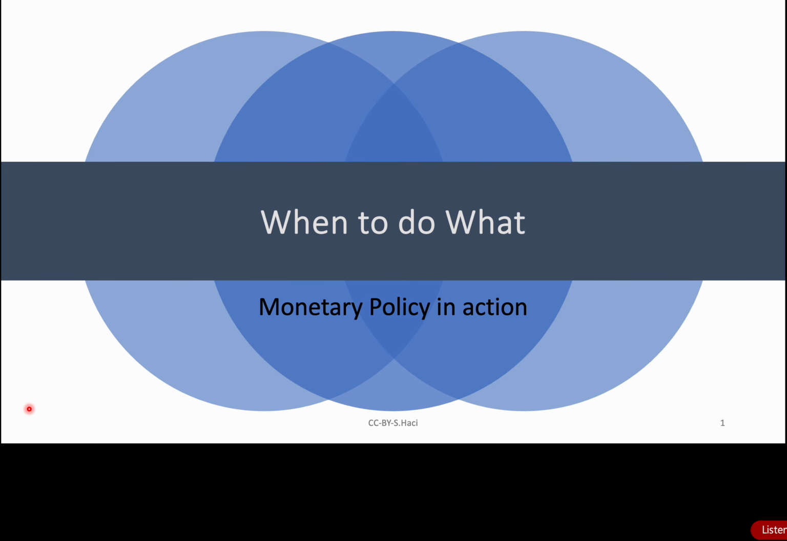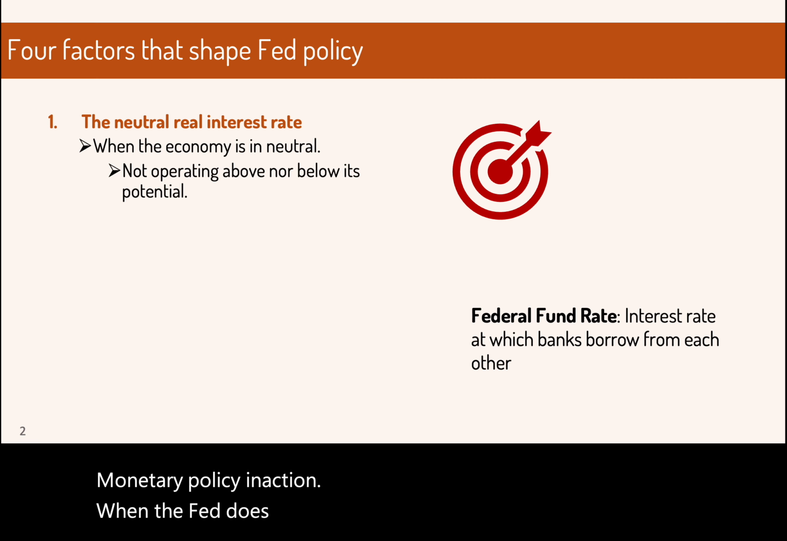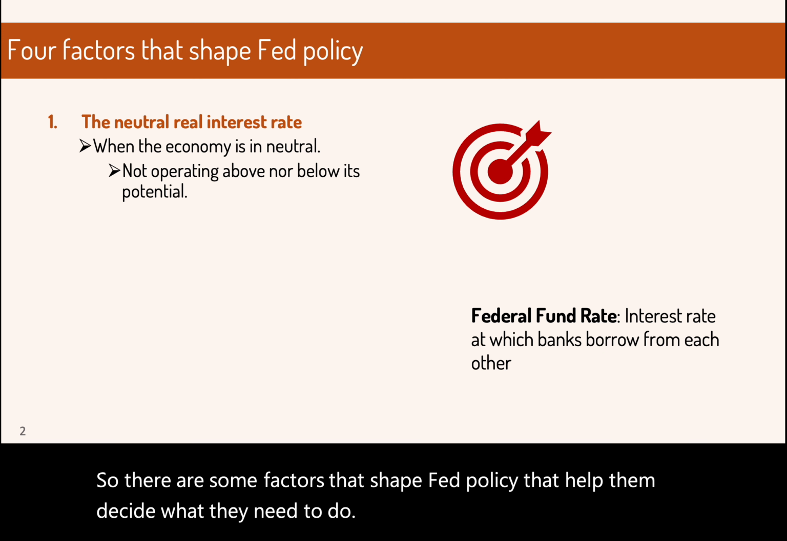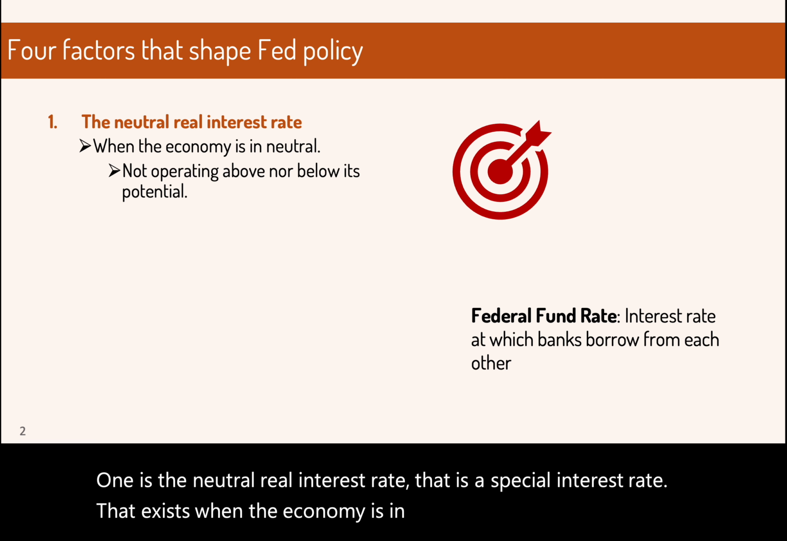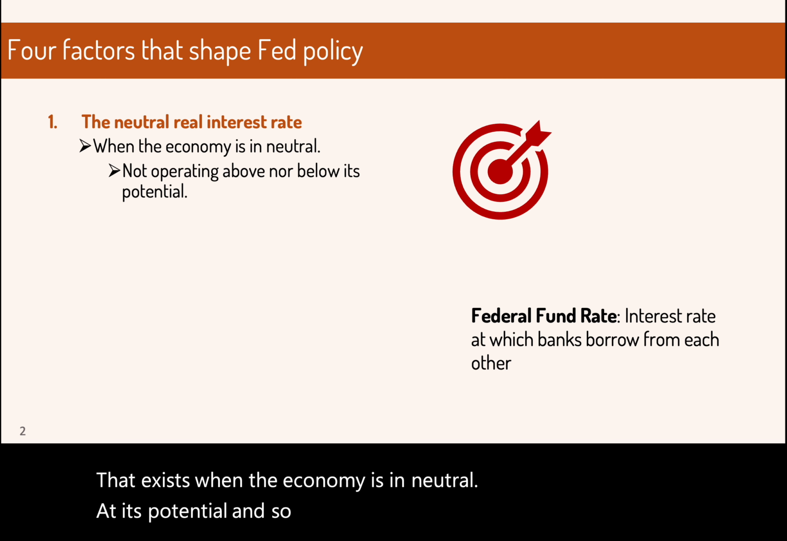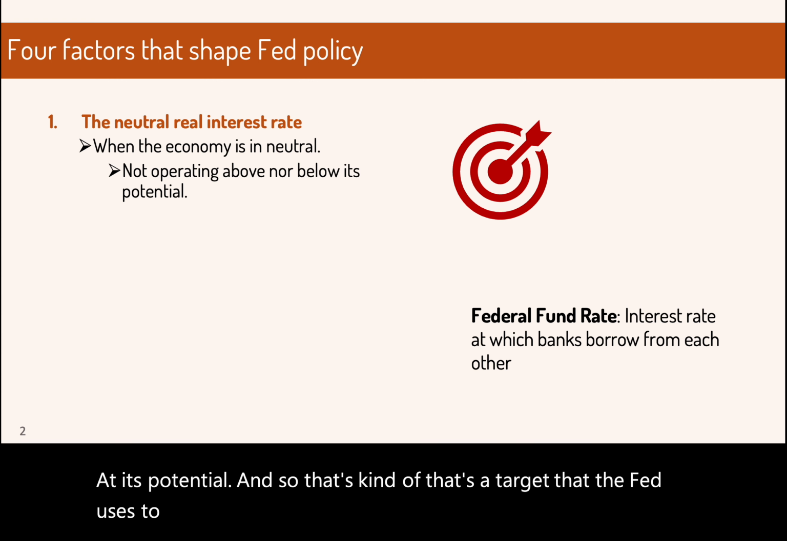Monetary policy in action: when does the Fed do what? There are some factors that shape Fed policy that help them decide what they need to do. One is the neutral real interest rate. That is a special interest rate that exists when the economy is in neutral, at its potential. And so that's a target that the Fed uses to guide its policies.